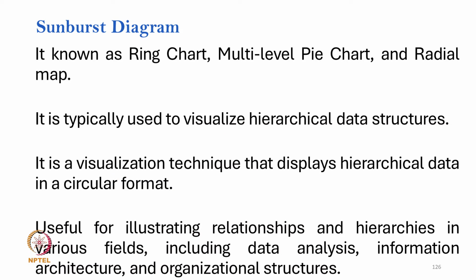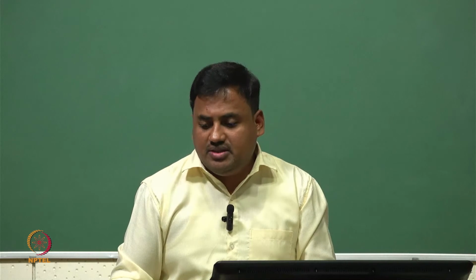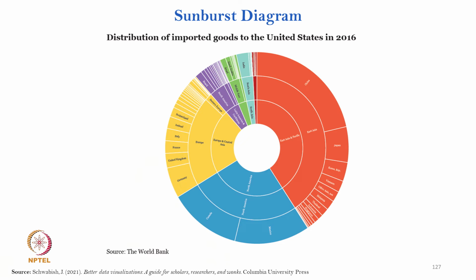And sunburst diagrams. These are known as ring charts, multi-level pie charts, or radial charts. This is typically used to visualize hierarchical data structure, and it is a visualization technique that displays hierarchical data in a circular format. These are most useful for illustrating relationships and hierarchy in various fields such as data analysis, information architecture, and organization structure. It consists of an inner circle surrounded by rings of hierarchy levels.